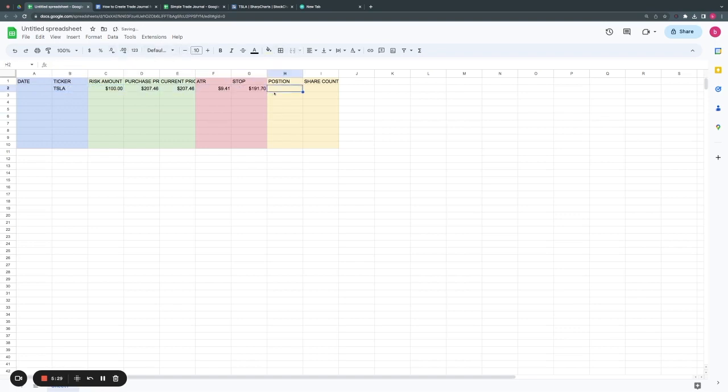So now that I have them formatted, what we can do is work out what our position size is going to be. The first thing we want to do before we even do the position size, though, is the share count. It's going to be the easiest thing because we will have the amount that we are risking divided by the purchase price minus the stop price.